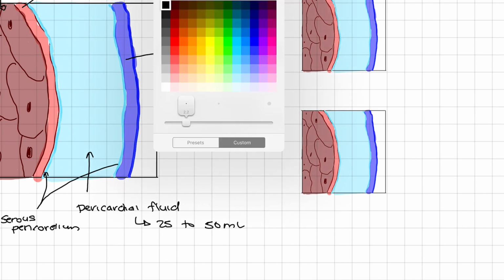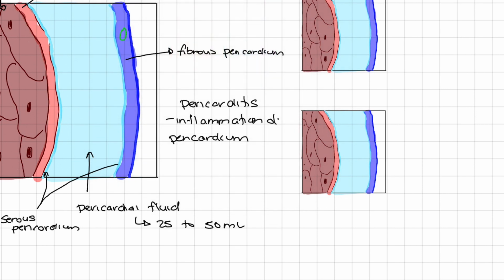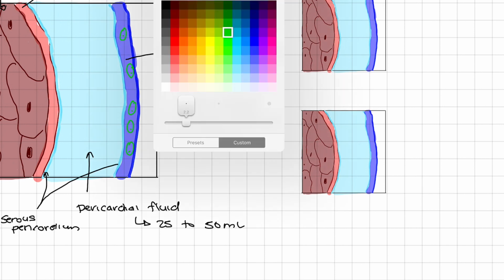So we're talking about the infiltration of inflammatory mediators. If we draw those in green here, we have our little inflammatory mediators entering the fibrous pericardium. And with that, we're going to see inflammation and swelling. So that's what pericarditis is. It's inflammation of the pericardial sac itself. Our fibrous pericardium is primarily what we're talking about here.